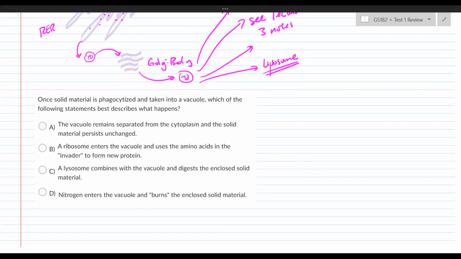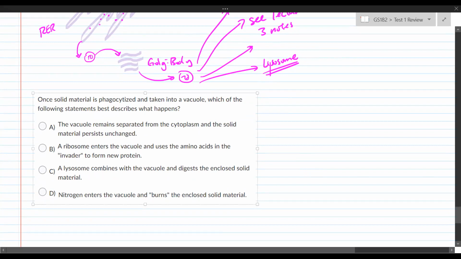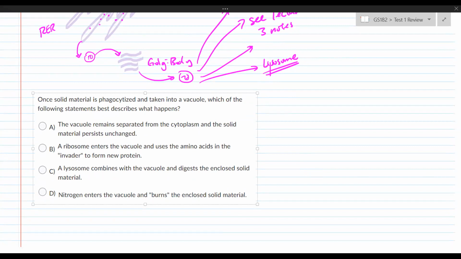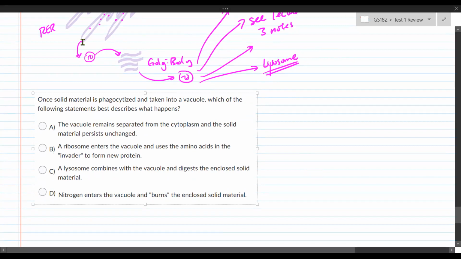Do we need to explain it? No, there's no written response question on this test. Okay, so everything is multiple choice. But I mean, you've got to understand this concept, right? In order to answer some of the questions. I can say, where do vesicles come from to join the Golgi? You have to know it's from the RER.